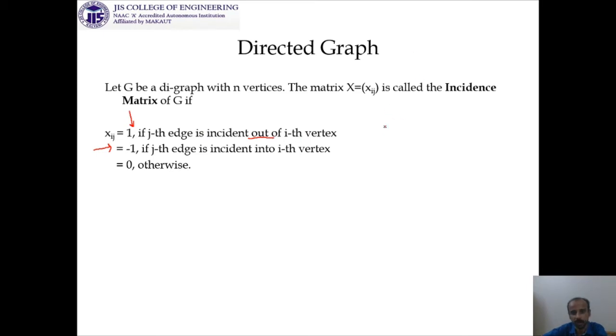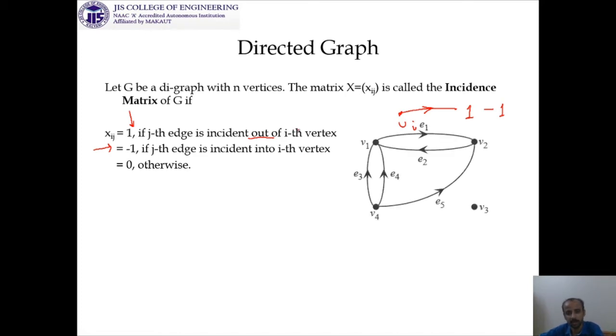So if you have a vertex like this and an edge, you have to look at the direction, whether it is outward or inward. If it is outward, the entry in the matrix will be 1. If it is inward, the entry will be minus 1, and if there is no edge, it will be 0. It will be very clear when we work through the examples.